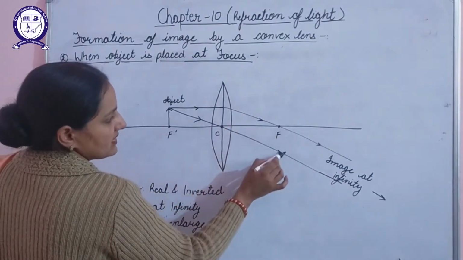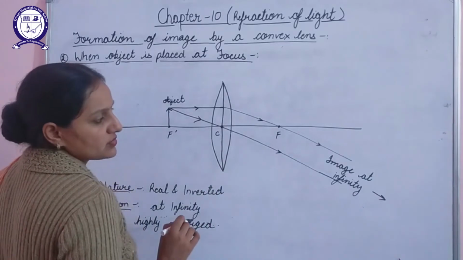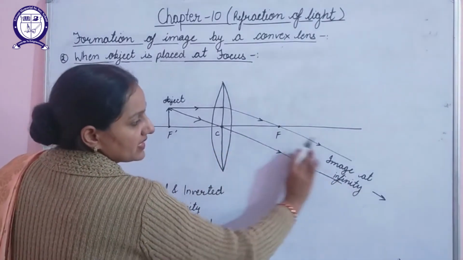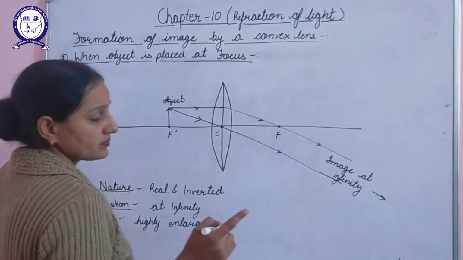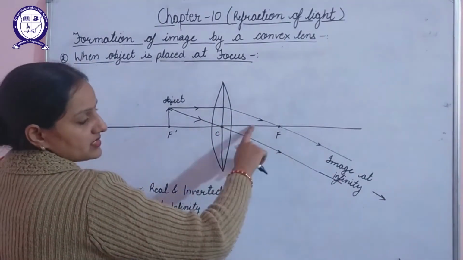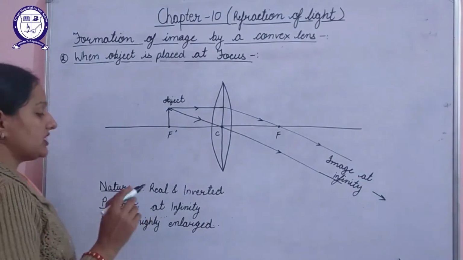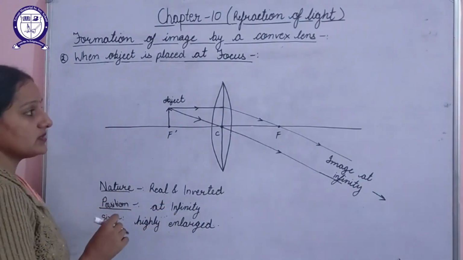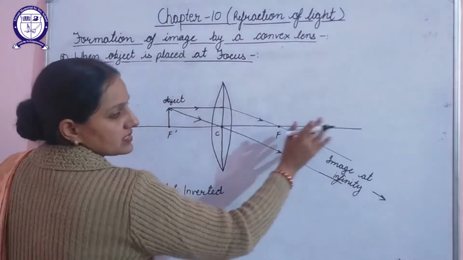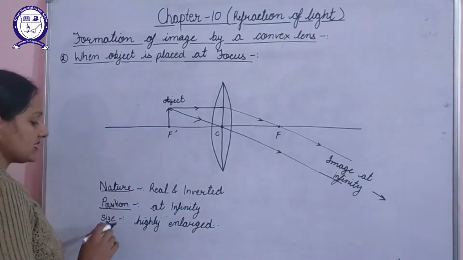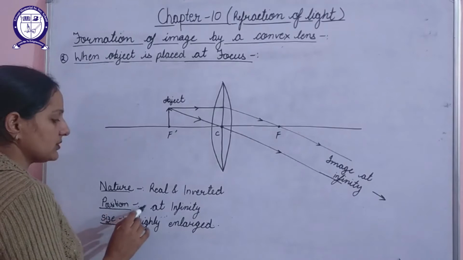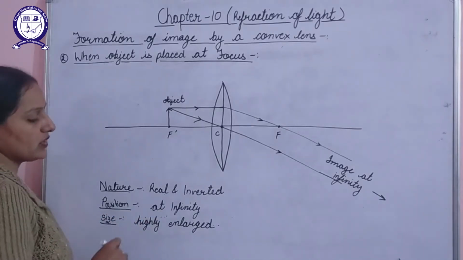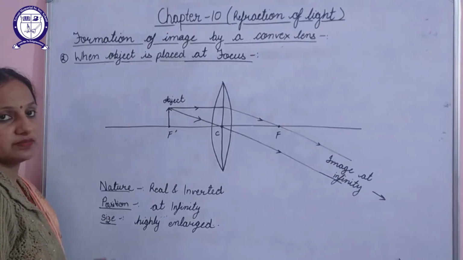So here we can see that these two refracted rays of light are parallel. So we can say that image will be formed in this direction. If the rays are meeting in this direction, so the nature of image here will be real and inverted. If we talk about position, if image is formed in this direction and at infinity, so we can say that position of image formation will be at infinity. And if we talk about the size, so it will be highly enlarged.